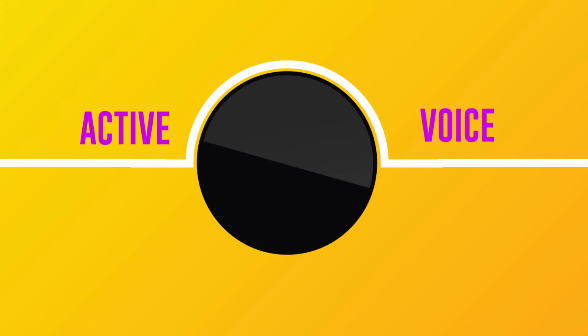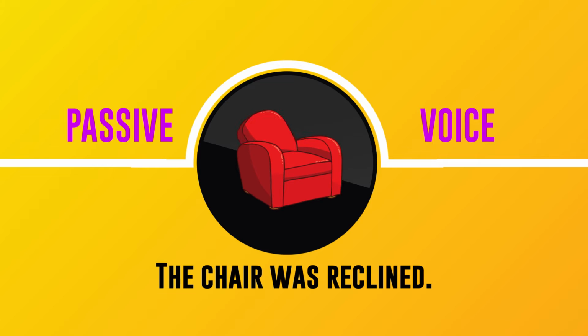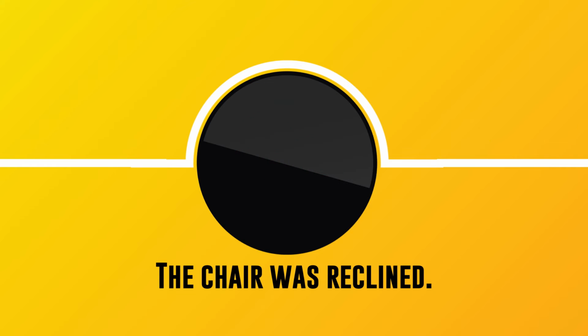We can switch that sentence a bit and change it into passive voice. The chair was reclined. What is the verb? Was reclined. What is the subject? Chair. Is the chair reclining itself? No. Chairs do not recline themselves. The chair is not doing the action.